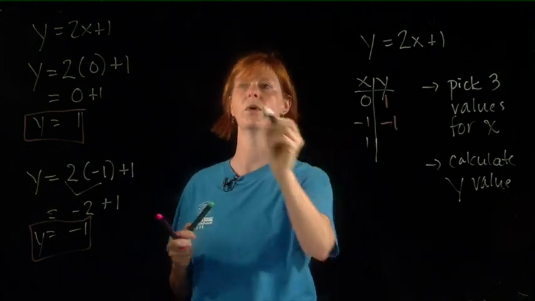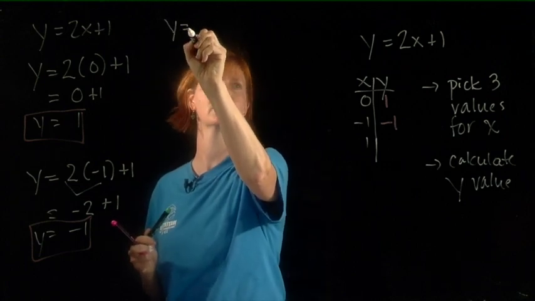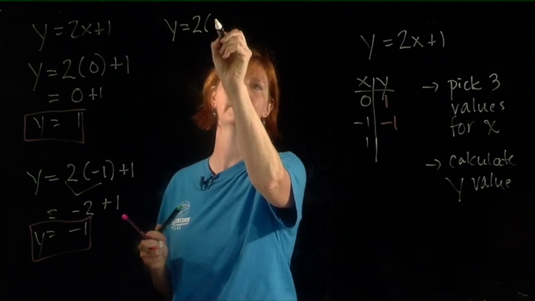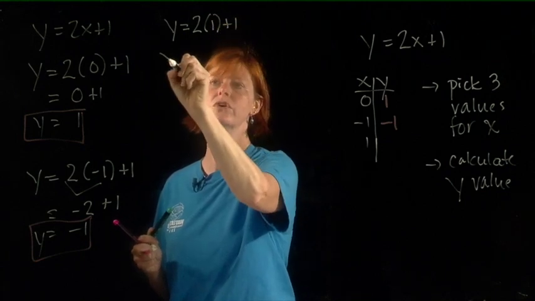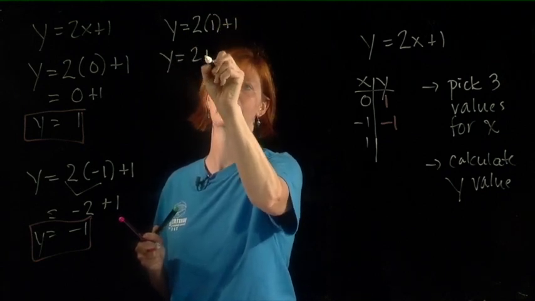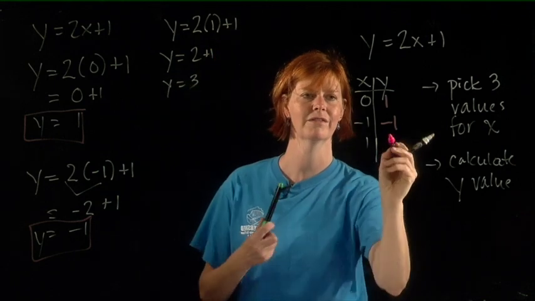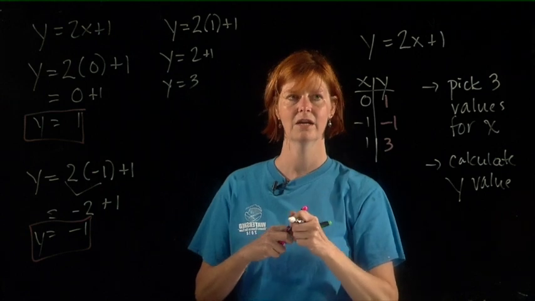Let's do the third point. When you graph lines, it's always a good idea to have 3 points. You can do it with 2, but it's sort of minimal. So I always do 3. Let's stick with our color system here. Okay, so now there's 3 points.